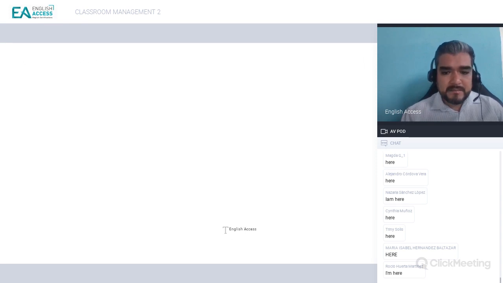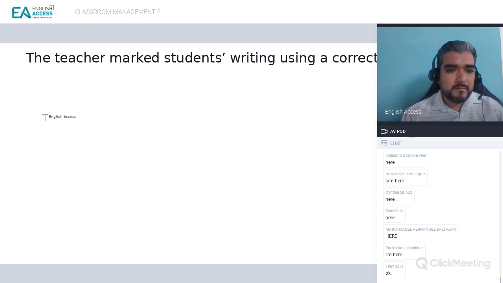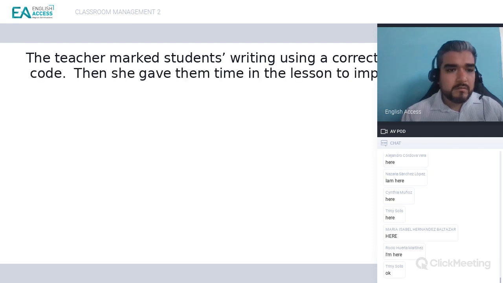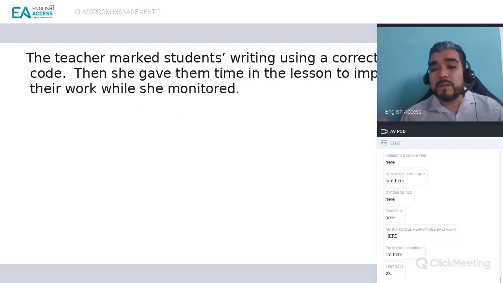Okay, this is what the teacher did. Correction code, improve their work. The teacher marked students' grading using a correction code. Then she gave them time in the lesson to improve their work while she monitored. So this is what the teacher did in order to correct, in order to give feedback.